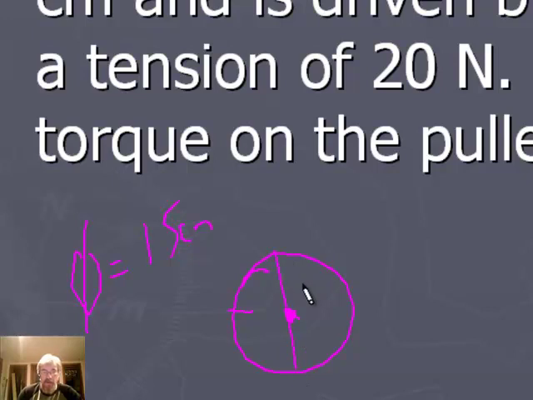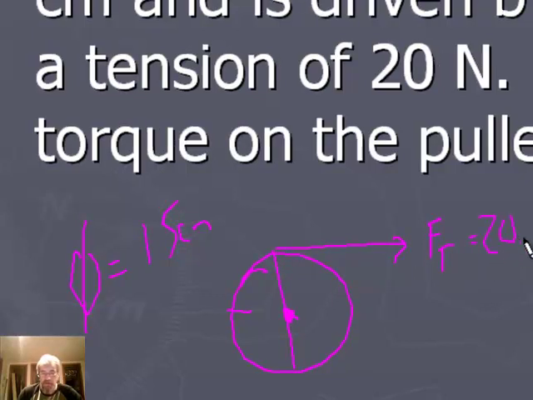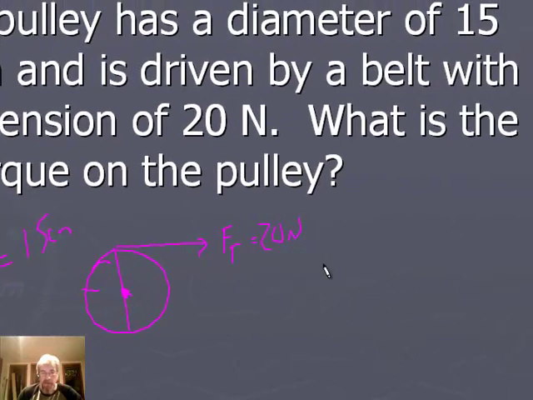That's diameter. And it's driven by a belt with a tension of 20 newtons. So that means there's a belt pulling on this thing, and the force of tension is 20 newtons on that belt. And so the question is, what's the torque on the pulley? Well, we know that torque is equal to force times lever arm. The lever arm is going to be half the diameter because the pivot point has to be the center of the pulley. Pulleys spin around their center like that.